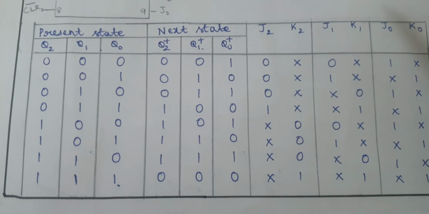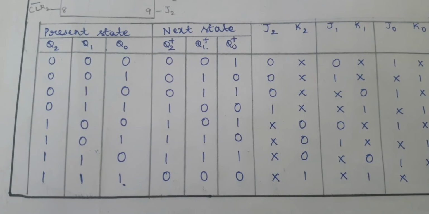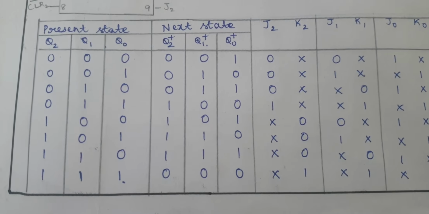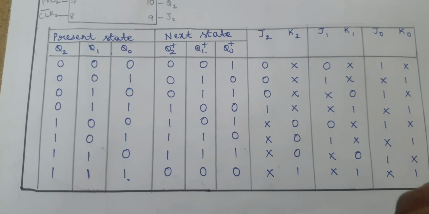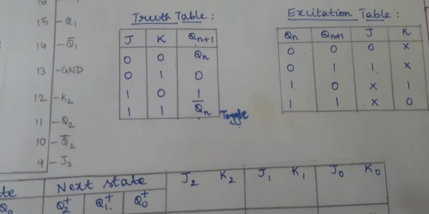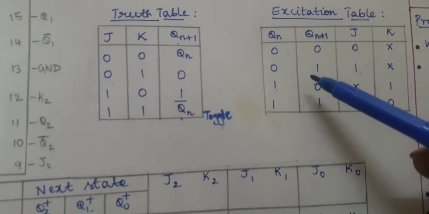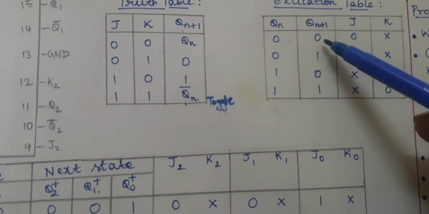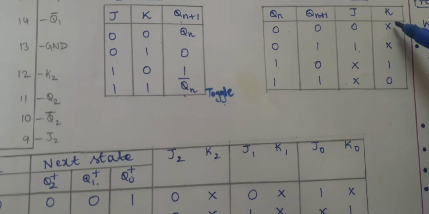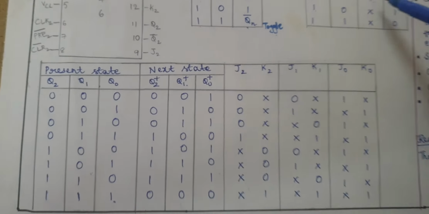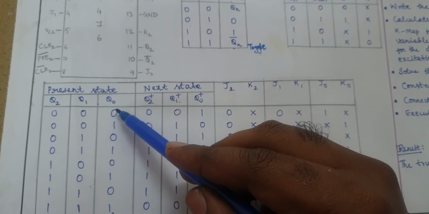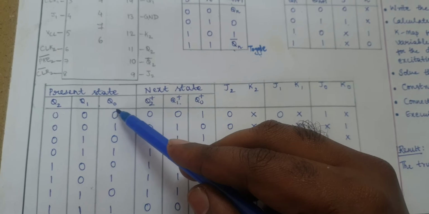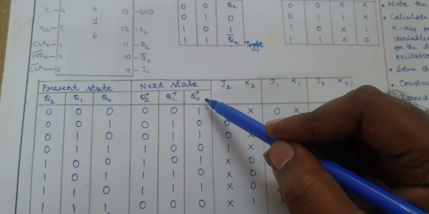After this part, we'll be writing what is the value of J and K for your present state and next state. From the excitation table, as you can see, if my Qn is 0 and Qn+1 is 0, my JK value is 0, don't care. Coming to this, now we'll take only Q0. My present state is Q0, my next state is Q0 bar or Q0 plus.